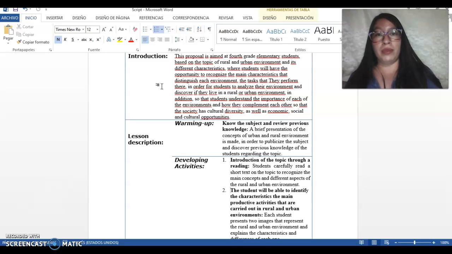urban environment. In addition, so that students understand the importance of each of the environments and how they complement each other, so that the society has cultural diversity, as well as economic, social, and cultural opportunities.